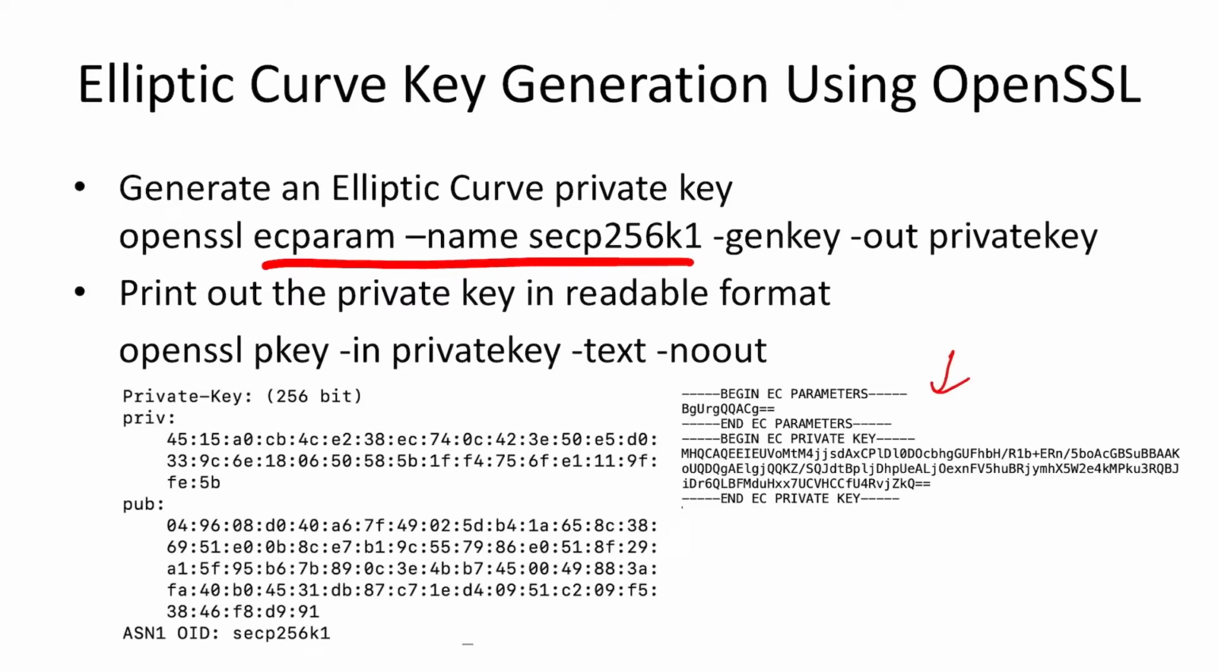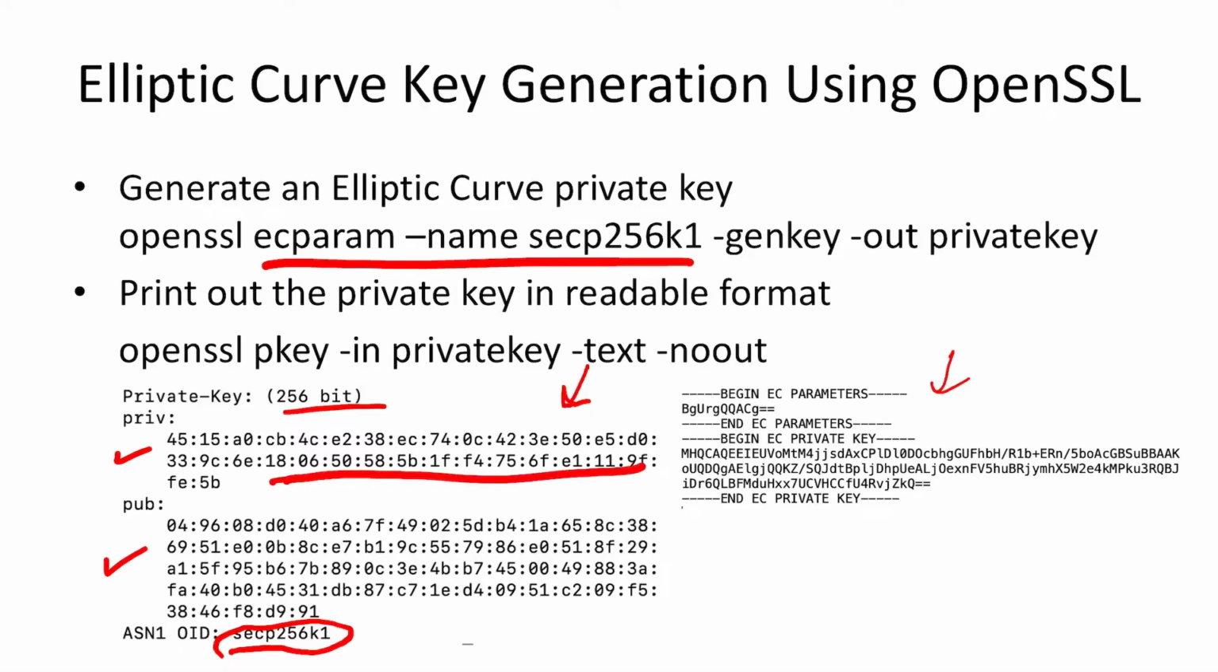So this is how your base64 encoded file will look like, and this is how this command will display your public and private keys. You can see your private key and public key both are 256 bits, since we're using an elliptic curve that generates 256-bit keys. And the values shown over here for public and private keys are in hexadecimal.